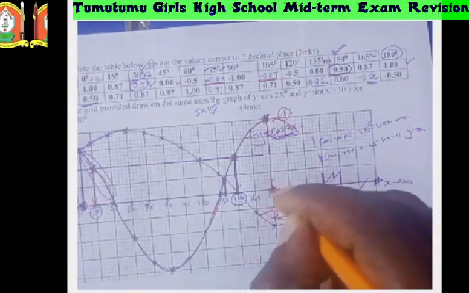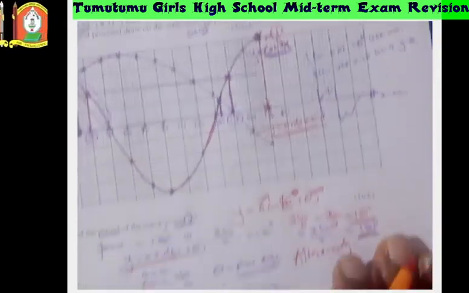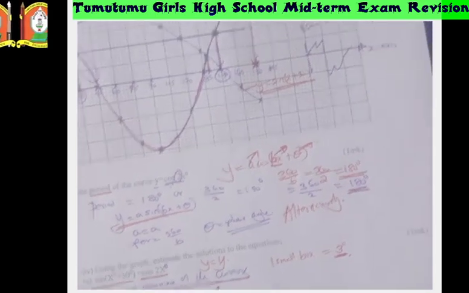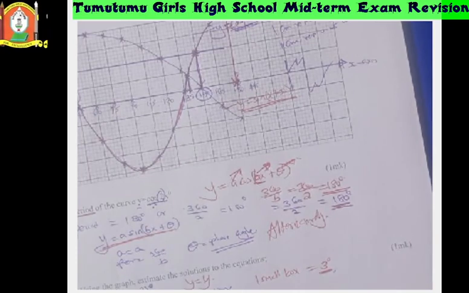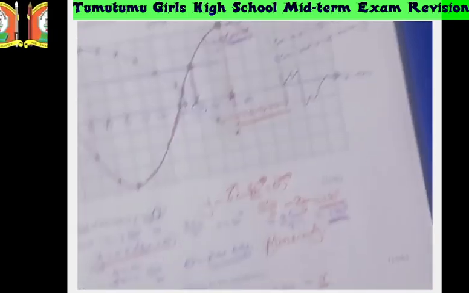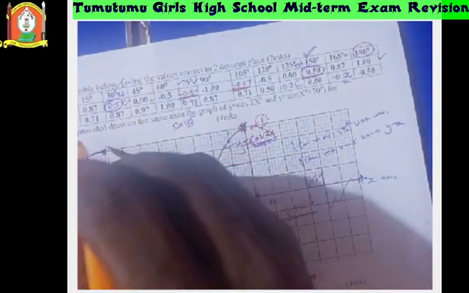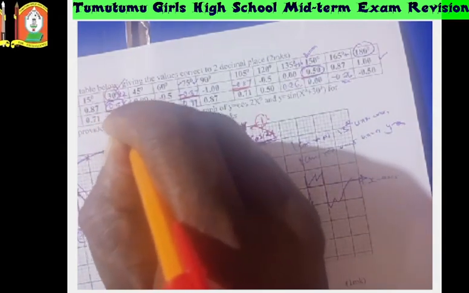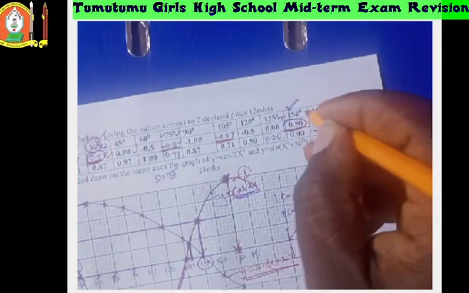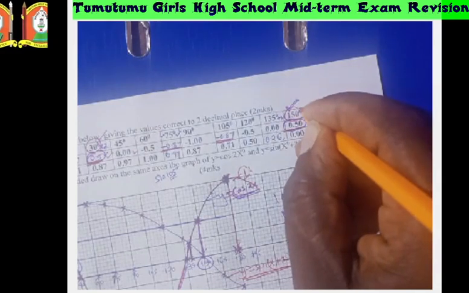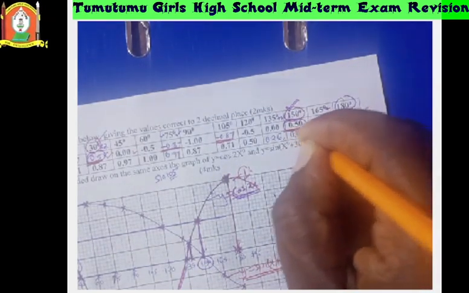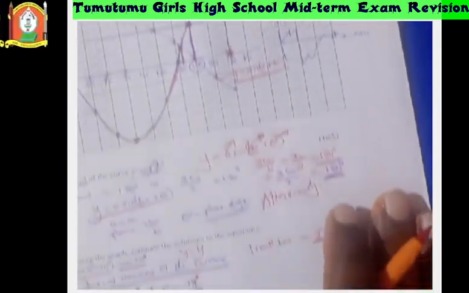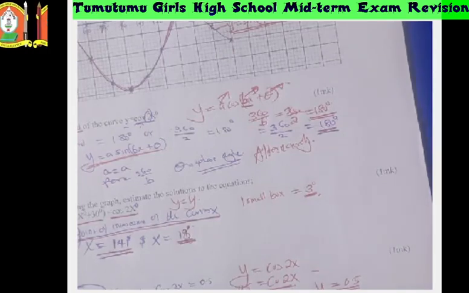So x becomes 30, and another x becomes 150. These values must be exact. Why? Because if you go to the table, you'll find that at 30 the value of y is 0.5, and at 150 the value of y is still 0.5. So that is all about question 3.